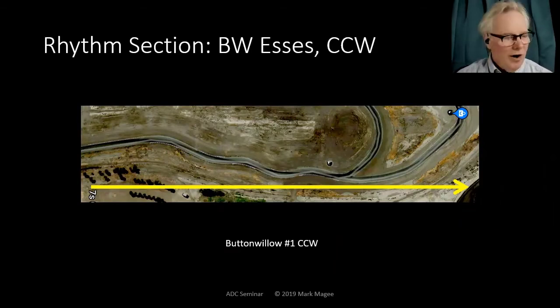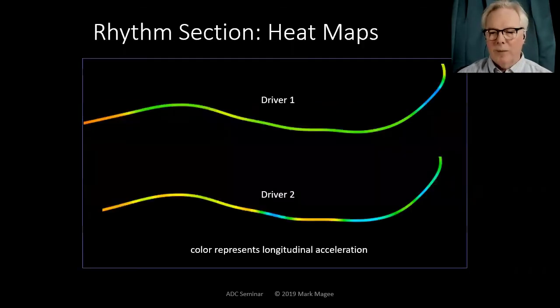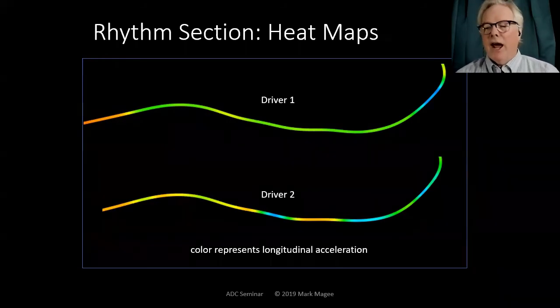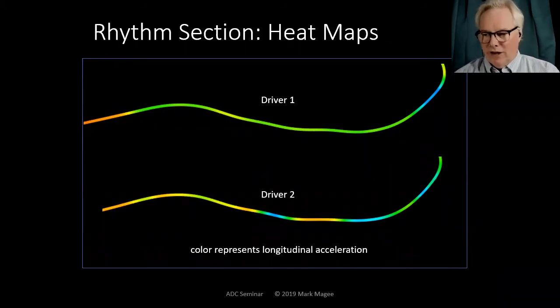So here I've got data collected from two drivers, driver one, driver two. I've got a heat map of their trace through these corners. And the color represents longitudinal acceleration. So you see driver one does a little bit of the red represents acceleration, and the green represents a steady speed, and the blue represents braking.